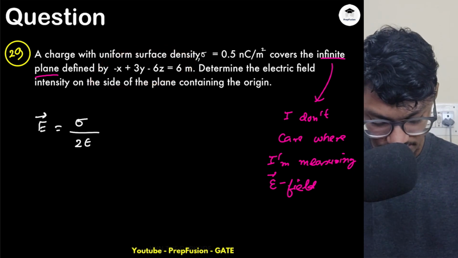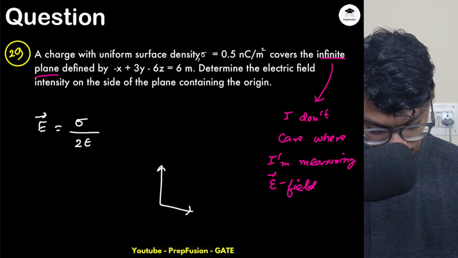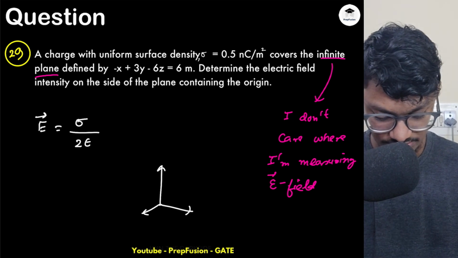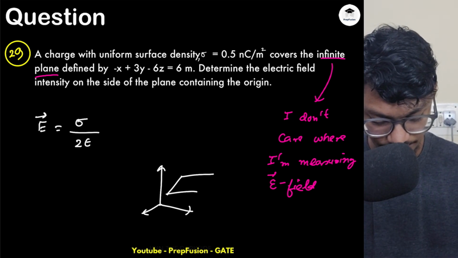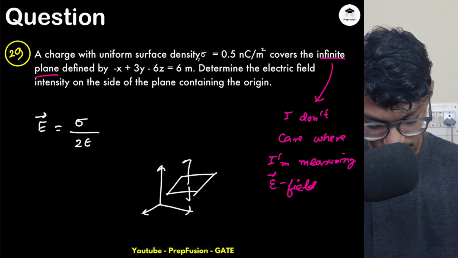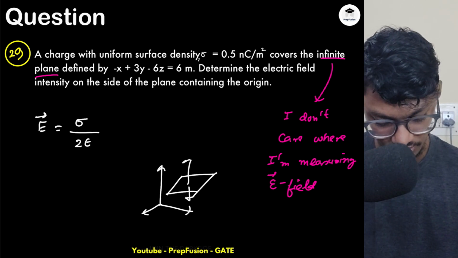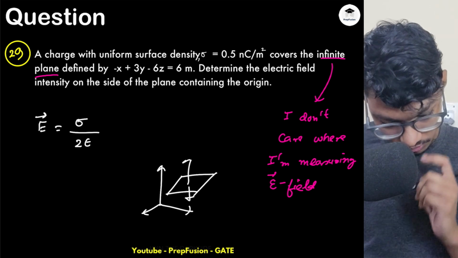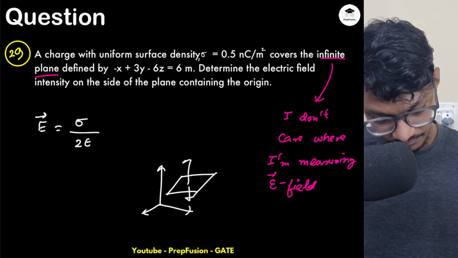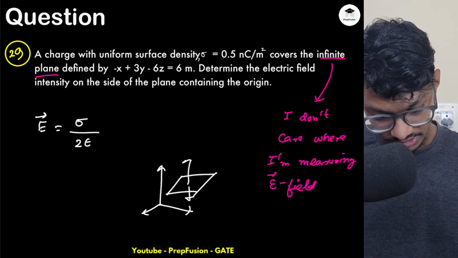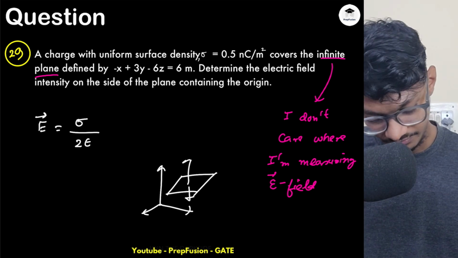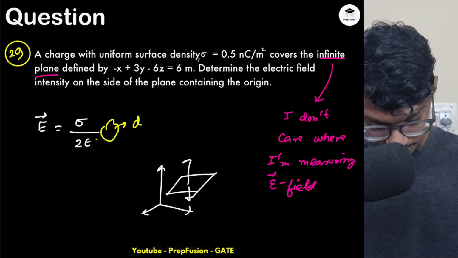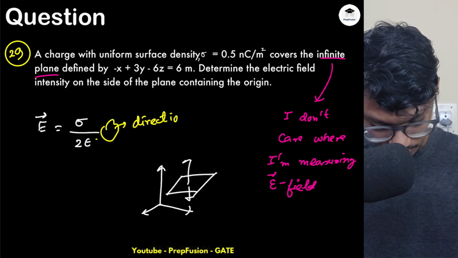So let's assume this is any plane, right? Minus x plus 3y, anywhere I have a plane, so I can have two directions, this and this. What direction I will take, that I have to identify. Which point I am lying at, that I also have to identify, right? So for direction I do care. I need to identify the direction.